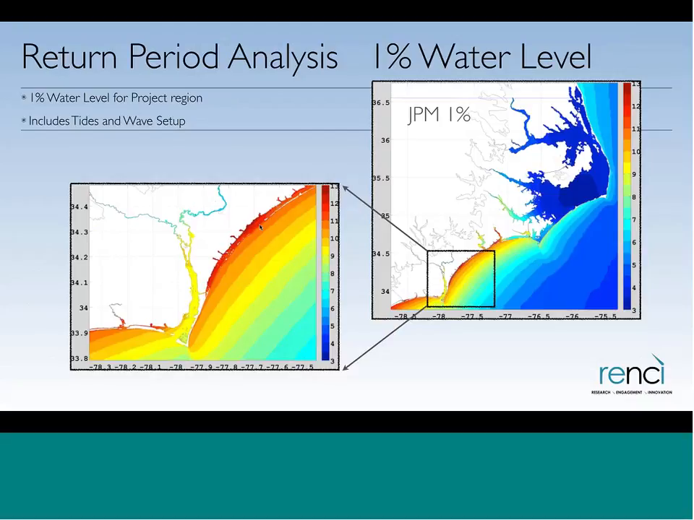So here's the 1% or the 100-year value. Nominally, this is 12 feet along here, which means that in any given year, given a hurricane event that's going to come close to this area and make landfall in this area, there's a 1% chance that the water level will be 12 feet or higher. That's the way to read these.